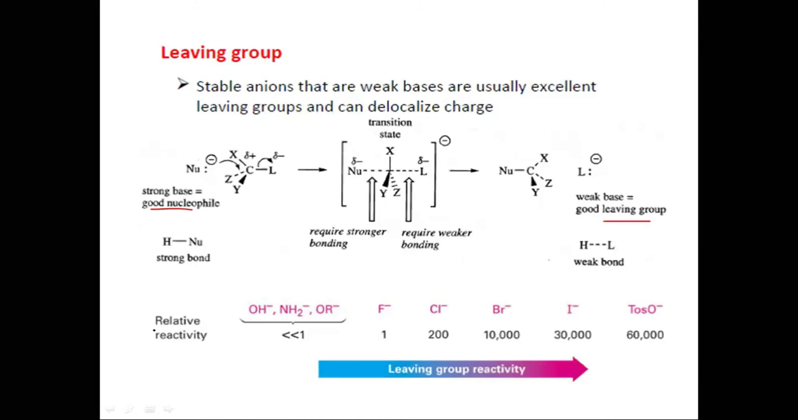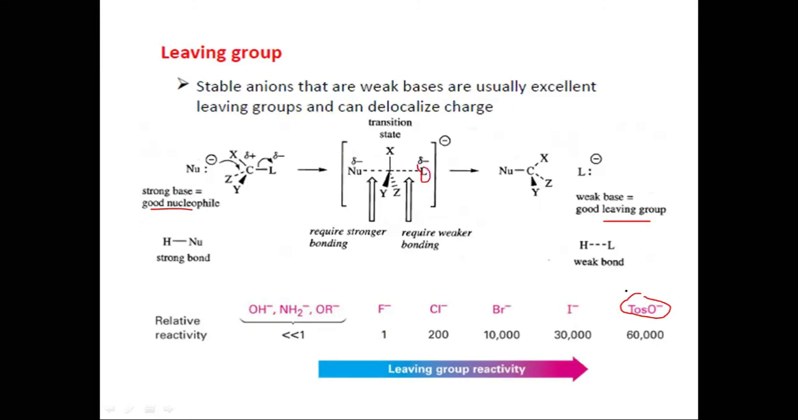The relative reactivity corresponding to this has been listed here. OH minus, NH2 minus, OR minus do not have much leaving ability. But if you are using F minus, Cl minus, Br minus, or I minus, or tosylated functional groups, OTs minus, in such cases, the first priority can be given to the tosylated functional groups as a leaving group.